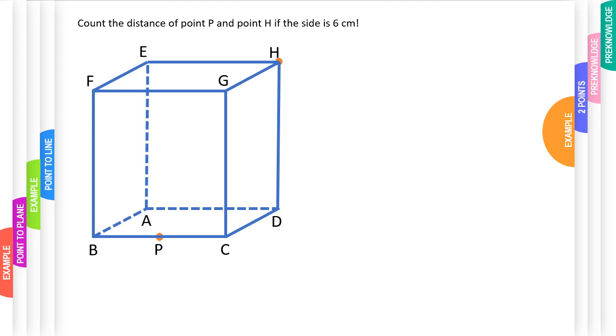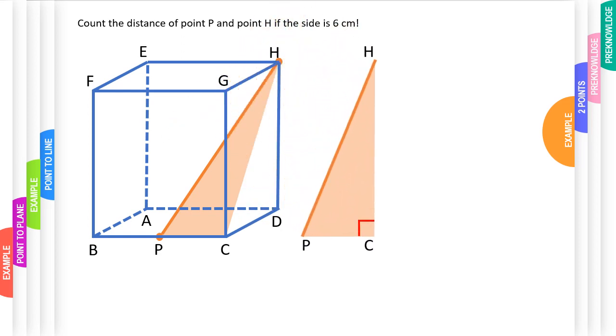It's point H. To find the distance between P and H, we have to connect them with a straight line. To make it easier, let's imagine a triangle connecting them. We have triangle PCH now. To make it easier to understand, let's move the triangle. Triangle PCH has a right angle at C. So we can find the distance PH by using the Pythagoras theorem.